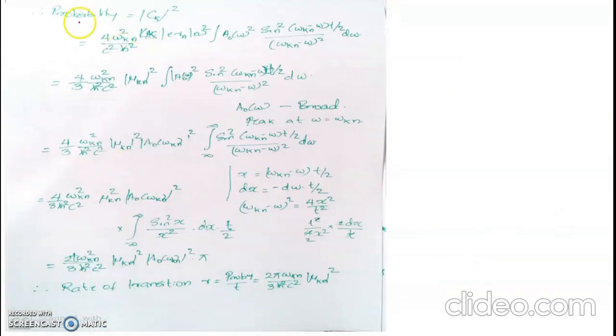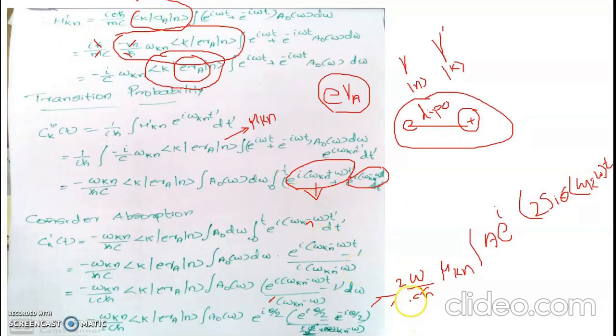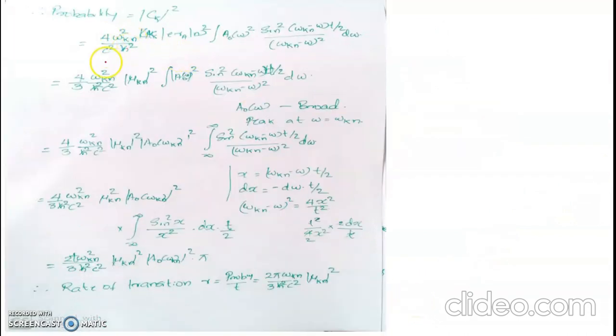Now, to evaluate the probability of transition, we have to take the square of this one. The square is 2 squared, that is 4 omega kn squared divided by c squared h cross squared, mu kn squared, the transition dipole moment squared, integral a0 of omega squared sin squared of omega kn minus omega into t by 2, divided by omega kn minus omega whole squared, d omega. This is a double integral, so d omega will be repeated.